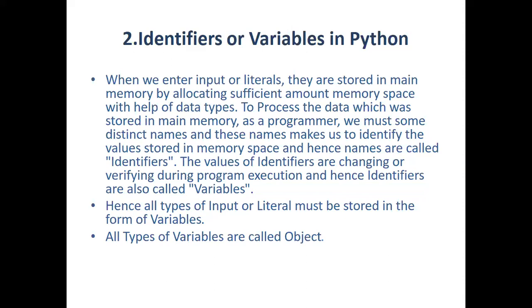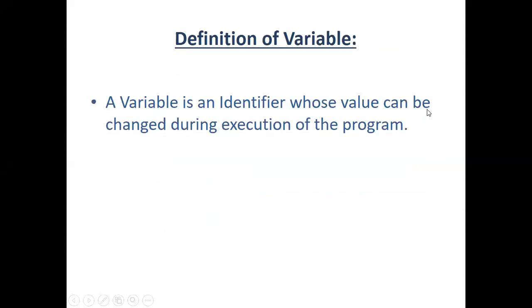So all types of input literals must be stored in the form of variables, and all types of variables are called objects. As I told you in the first session, whatever we save is stored in the form of objects in the main memory. Any questions till now? Any questions, students? No questions. Let's proceed further.